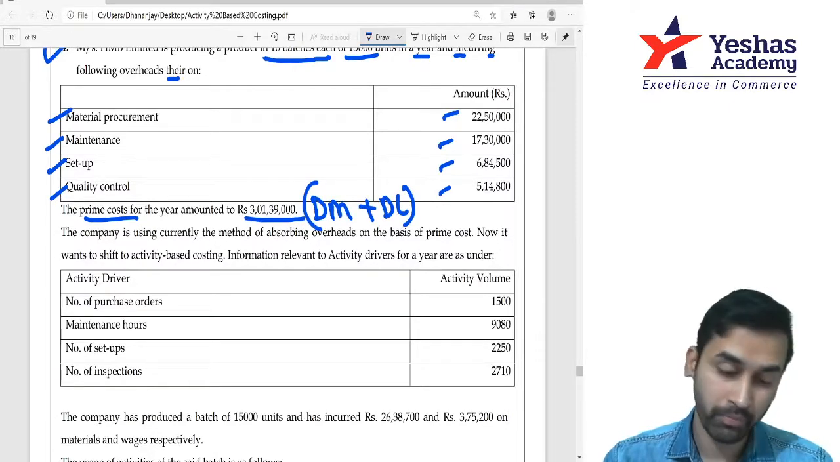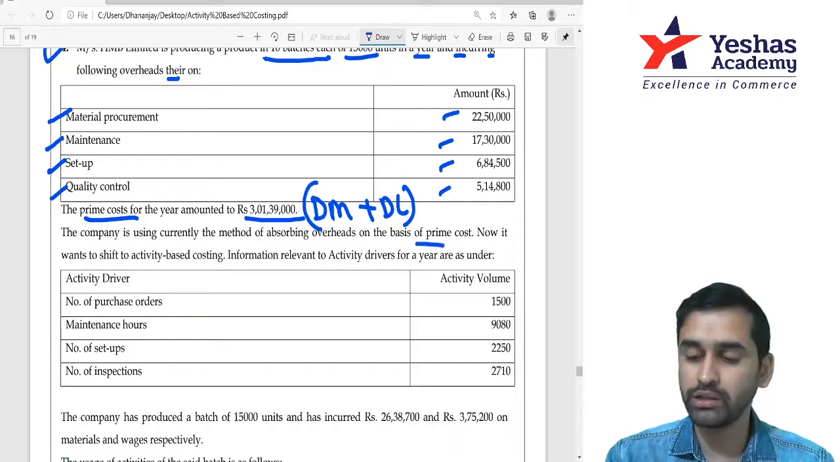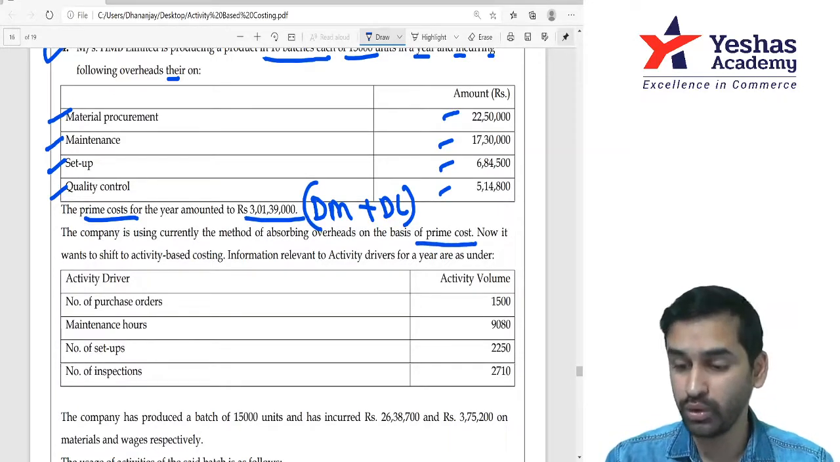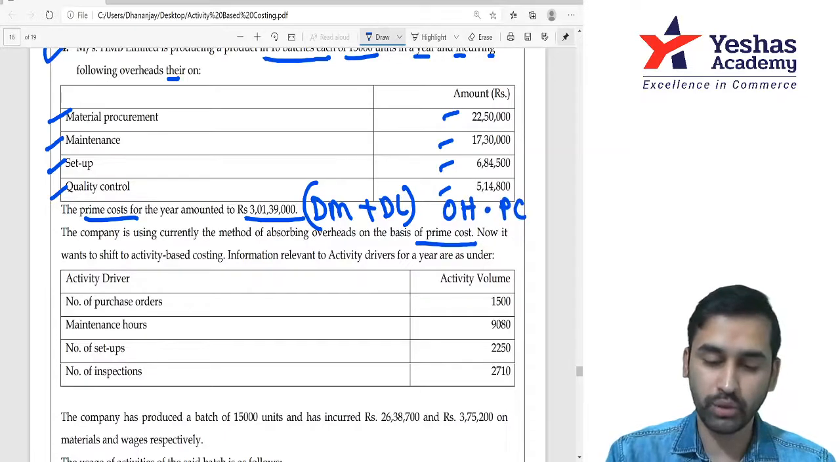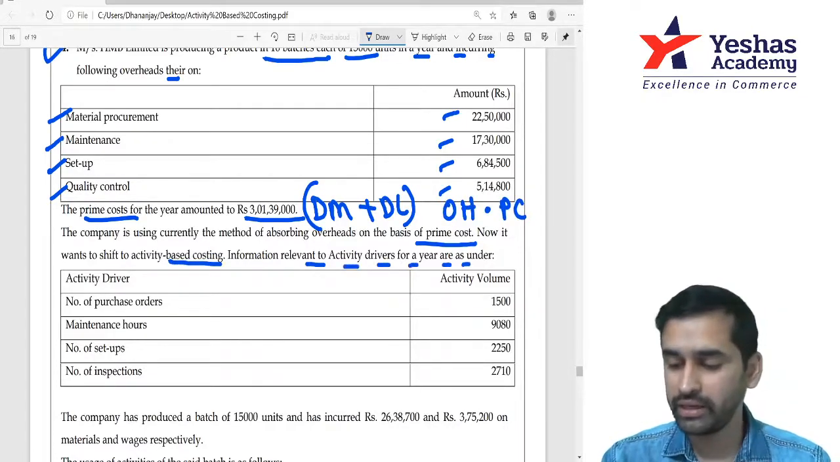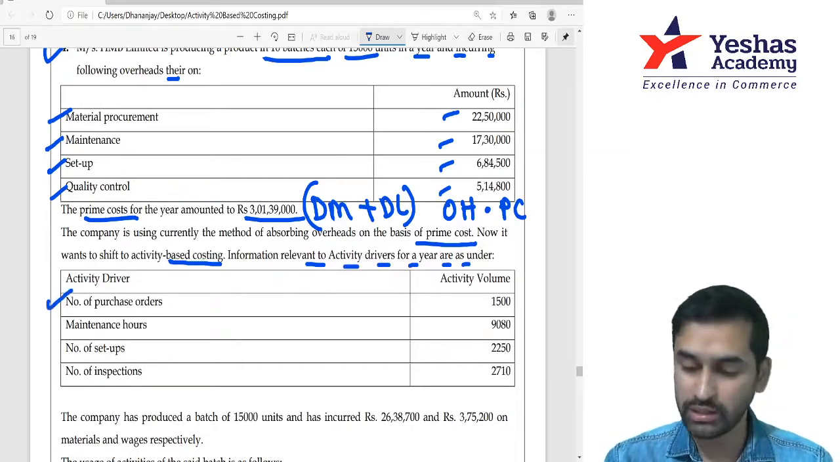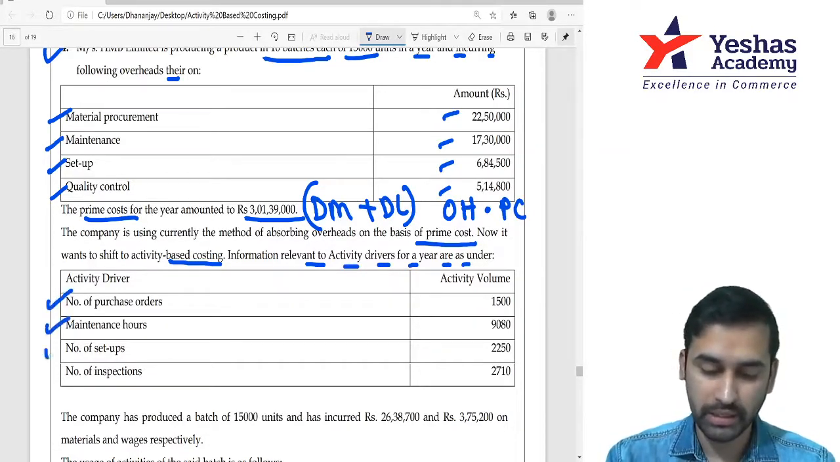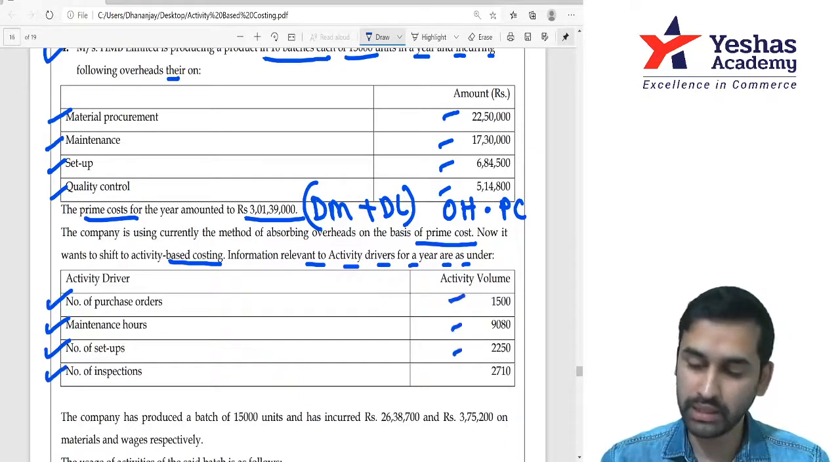No problem. The company is currently using the method of absorbing overhead on the basis of prime cost. That means as of now, they are estimating overhead on the basis of prime cost. Now it wants to shift to activity-based costing. Information relevant to activity drivers is given to you: number of purchase orders, maintenance, number of setups, and number of inspections. All numbers are given to you.